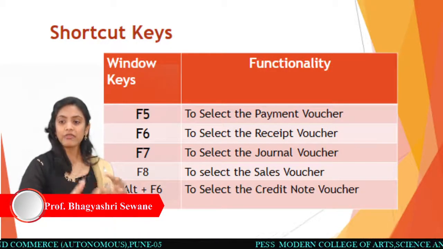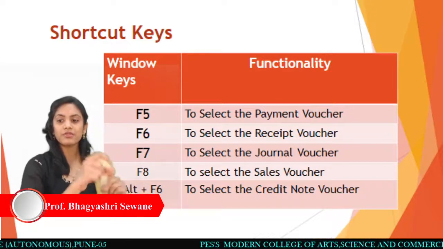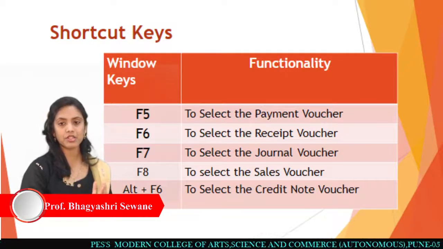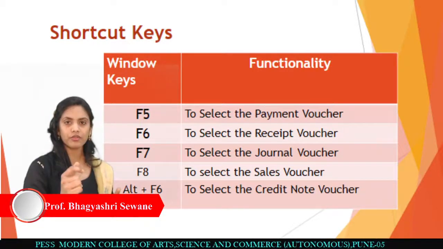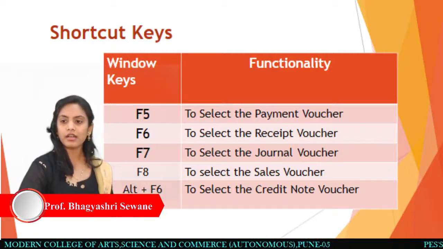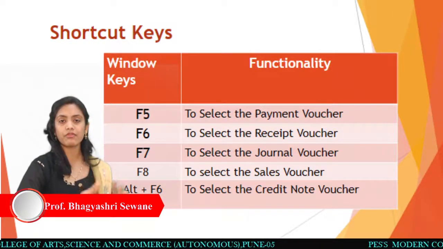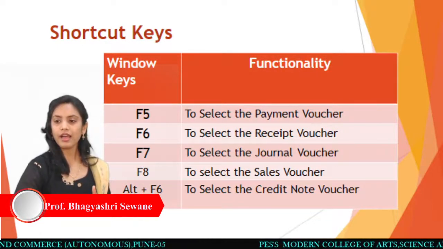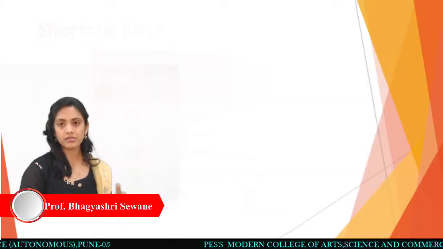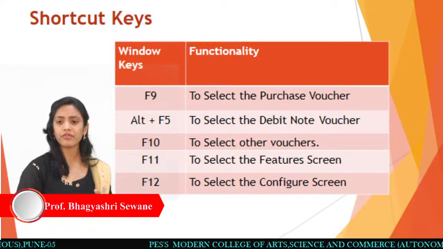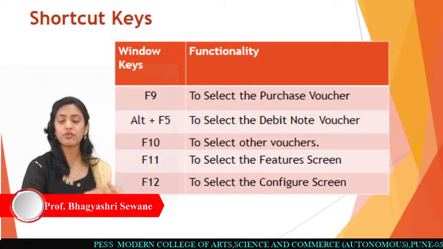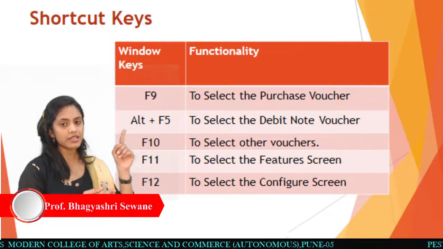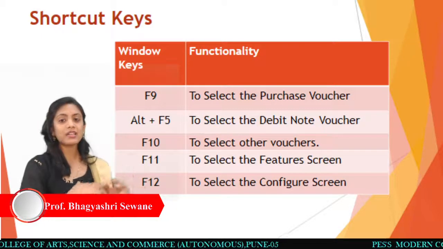Then, after F8 for a sales voucher, Alt plus F6 is there for a credit note. In the previous Tally version, that is Tally.ERP 9, there were somewhat different shortcut keys. Everything was the same over there, F5, F6, F7 and F8 were the same, but Alt plus F6 is different over here. Next, F9 for a purchase voucher, Alt plus F5 for a debit note. After purchase there will be a debit note, but what is the shortcut key? Alt plus F5.